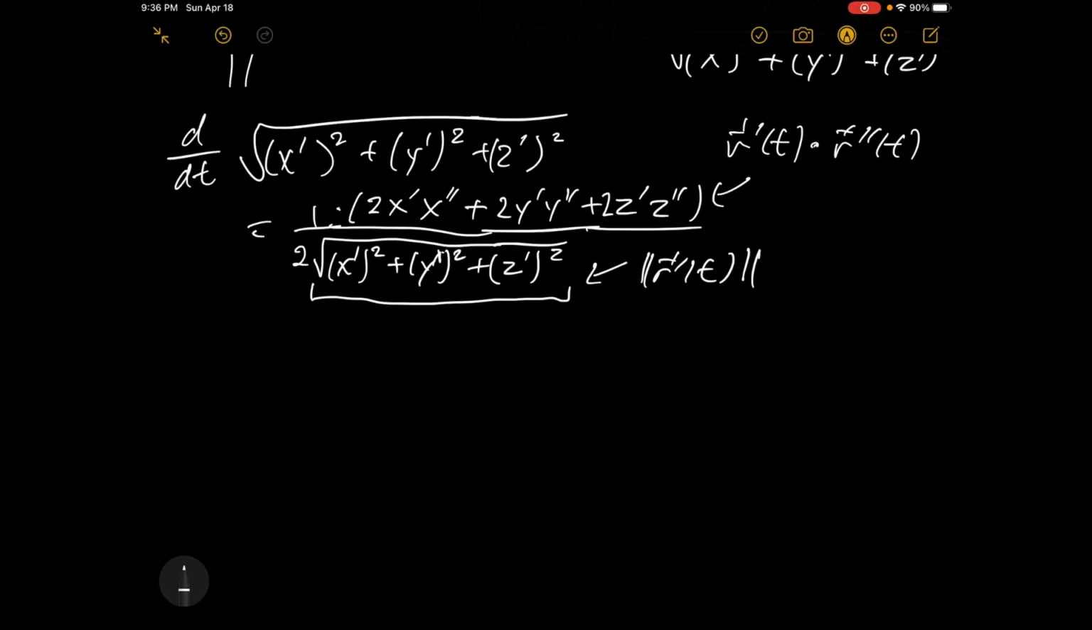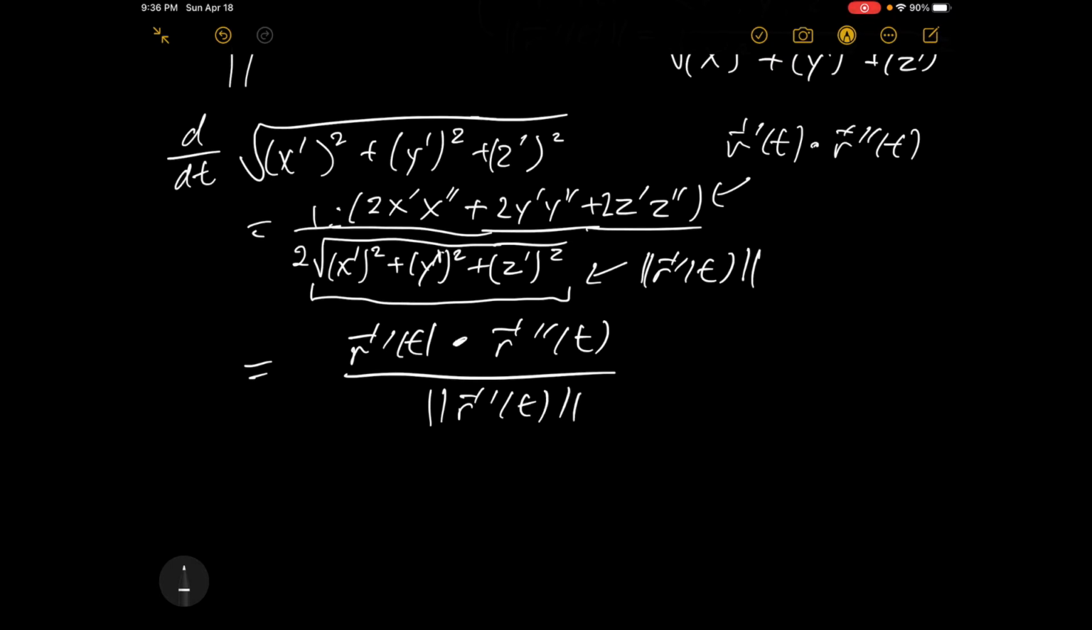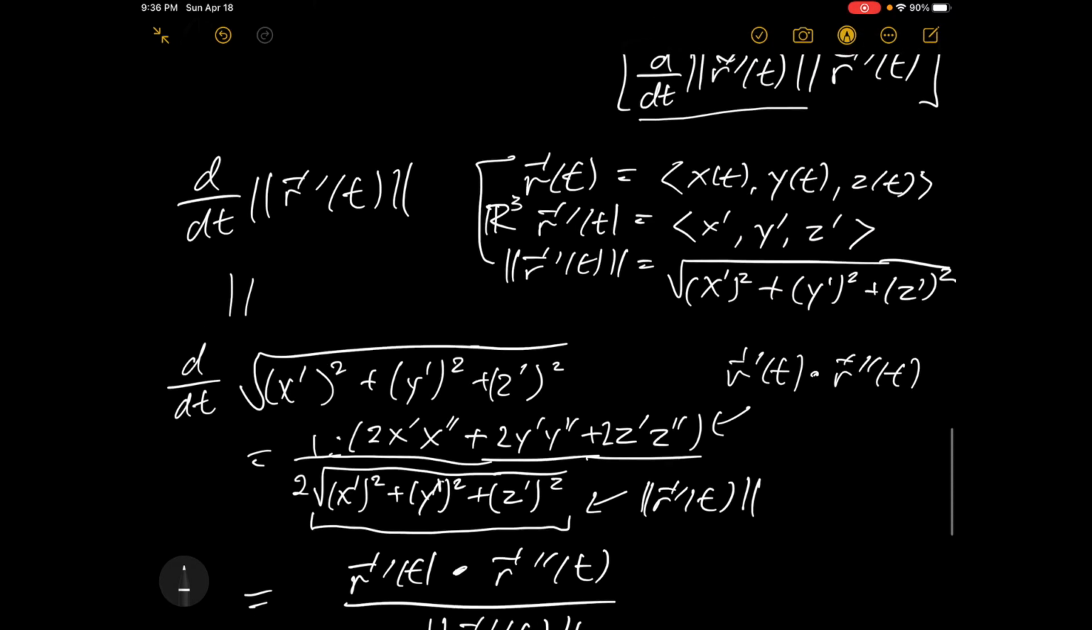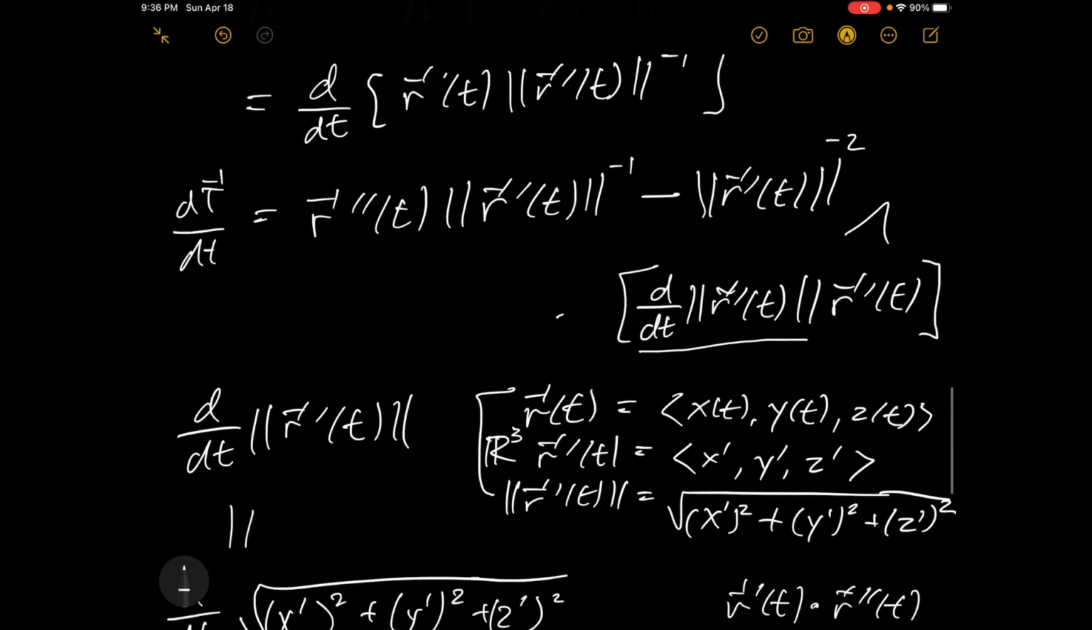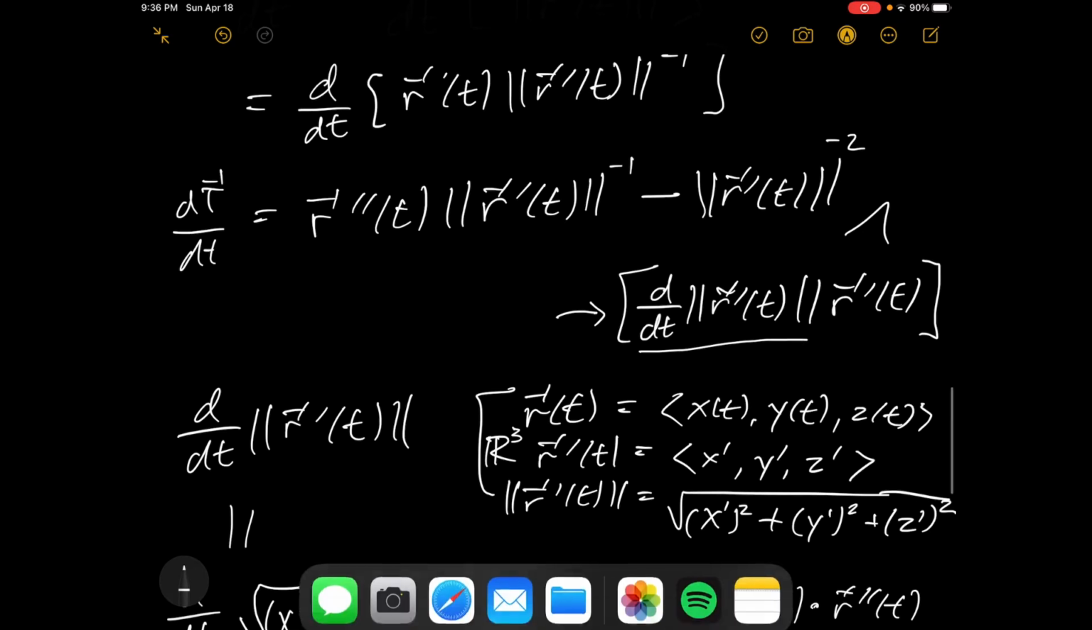We know that the definition of dot products is that you multiply each component together and add them up. So this makes total sense. And you can also see the twos cancel each other out, so it ends up being r prime of t dot r double prime of t divided by the speed. Great. And so now we will plug this back up here, because that's what we wanted to find in the first place.